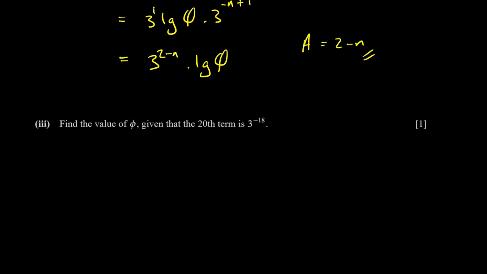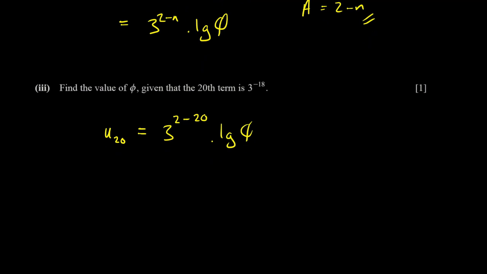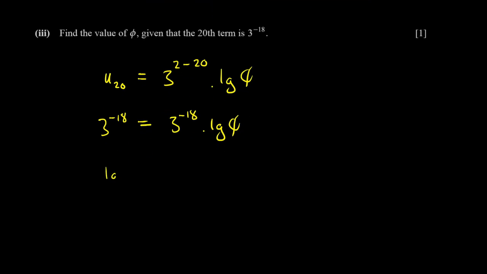All right, last part then. Find the value of phi given that the 20th term is 3 to the power of negative 18. Is that right? Well, what's the 20th term then, according to the thing we've just stated? That's going to be 3 to the power of 2 minus 20 times by log phi. And so the 20th term is going to be 3 to the power of negative 18 log phi. And so therefore, since we're told that the 20th term is just equal to 3 to the power of negative 18, the conclusion is that log phi is equal to 1.